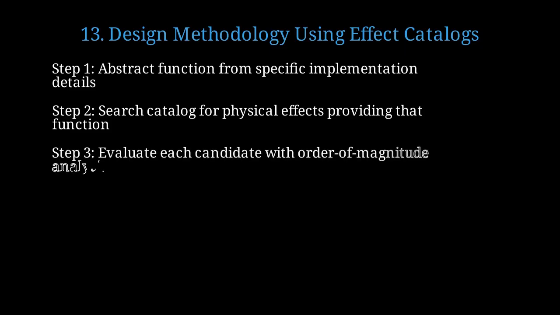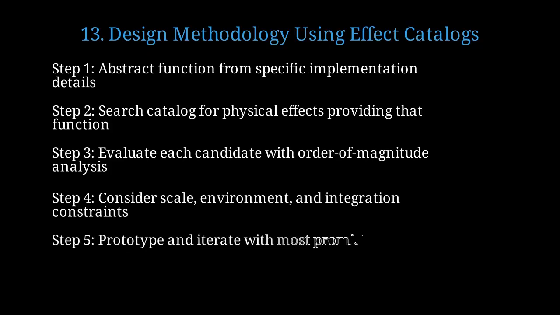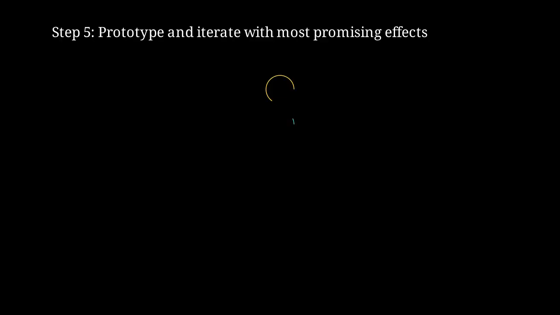Perform quick order-of-magnitude calculations to assess feasibility of each candidate effect. Evaluate how well each effect scales to required dimensions and integrates with system constraints. Build prototypes of the most promising candidates, and iterate toward optimal implementation. This systematic flow from function to implementation reduces design fixation and expands solution space exploration.